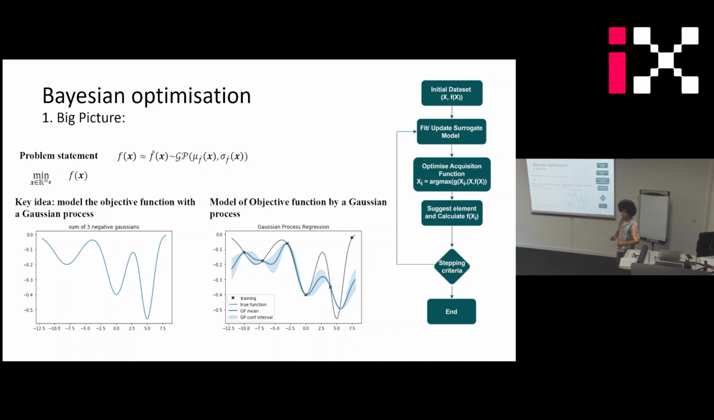What do you mean by the mean function? In your problem statement, you assume that your f is a GP with a mean mu f of x and covariance sigma f. So people are paying more attention to the covariance function. Why? Lots of people put the mean equal to 0 and not a specific function.